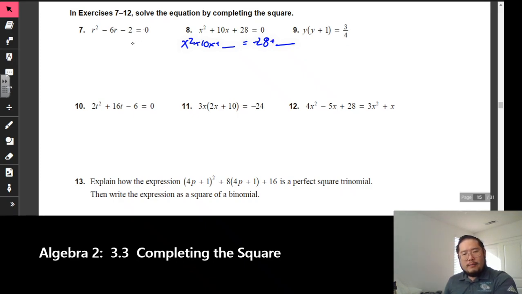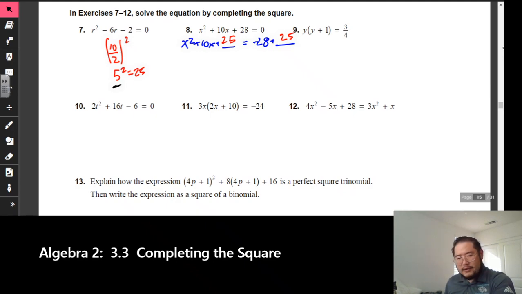Step 2, we take our b term. We have 10. We will divide it by 2, and then we will have to square it. So I've got 5 squared is equal to 25. I'll underline this 5 right there because we will be using that number later on. And then in the blank spots, hopefully you are one step ahead and are plugging in 25 into there.